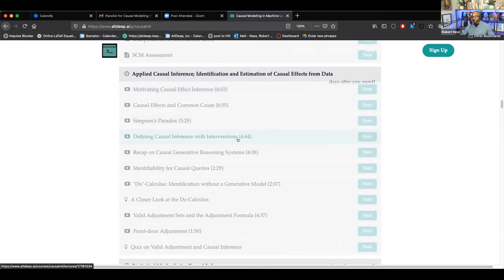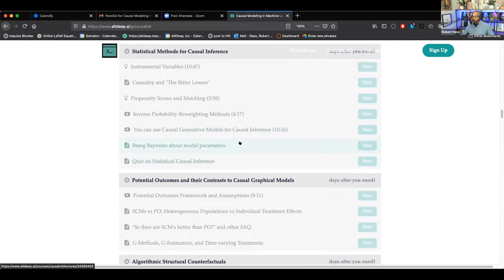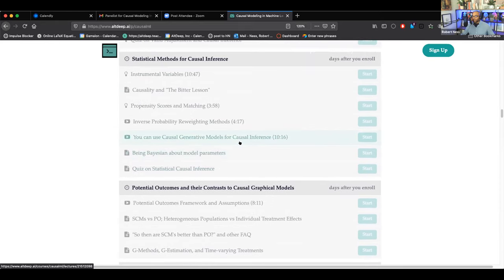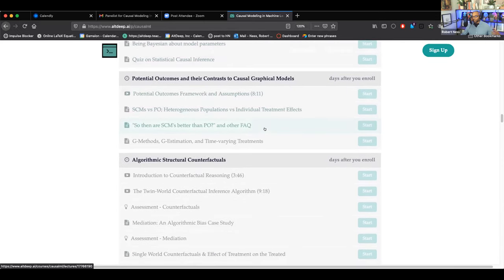We look at what most people consider to be causal inference, which is trying, given some observational data, to infer a causal effect. We look at the practicalities of implementing those using statistical methods, so some propensity score matching, inverse probability reweighting. These are just techniques that people use, and you ought to know about them if you're going to go to a job interview and say you know anything about causality. I talk about potential outcomes, which is another approach to causal inference that contrasts with the graphical approach, and how they're different and how they are the same.